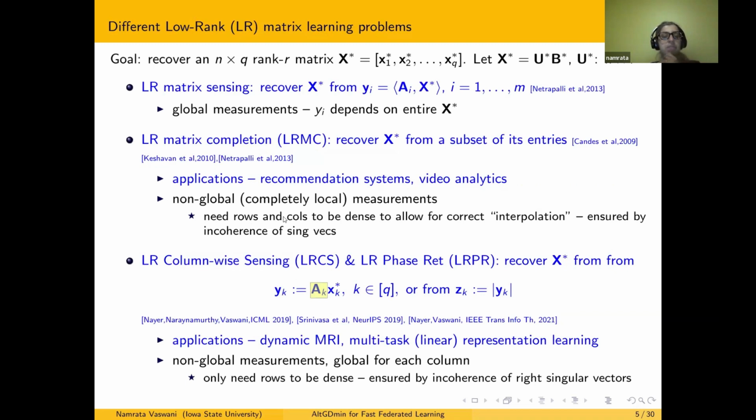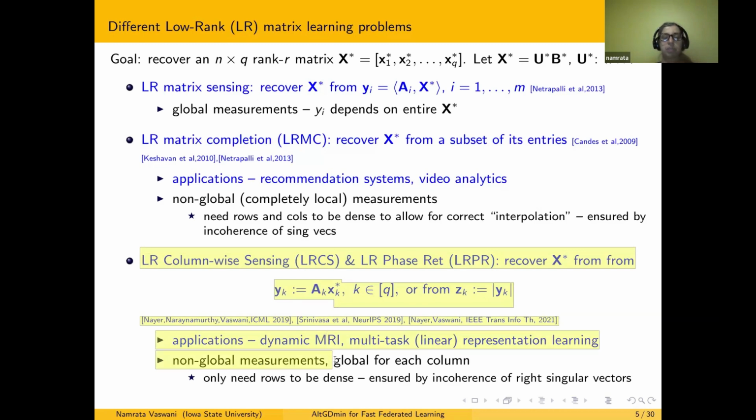This problem wasn't as well studied until 2018, 2019, as completion and sensing, which have been extensively studied. Here it's an asymmetric problem. You have measurements that are global for each column, but across columns, they are non-global. And hence, all you need is to assume incoherence of only the right singular vectors. And this is the problem on which most of this talk is based.